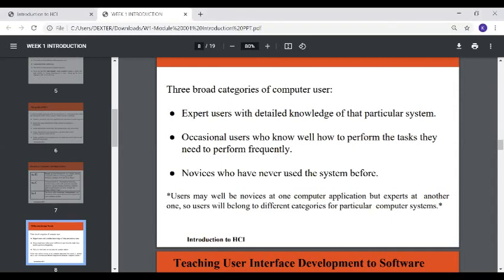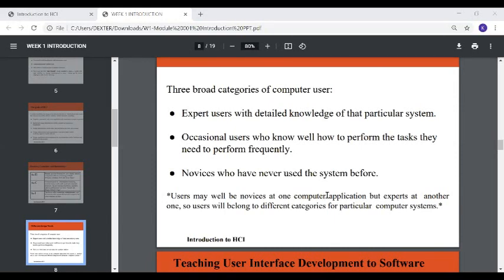Then we have the occasional users, who know well how to perform the tasks they need to perform frequently. Occasional users learn only enough about the system to accomplish their immediate or specific needs. For example, someone in a human service organization would only need to use a particular information system on an occasional rather than a regular basis.